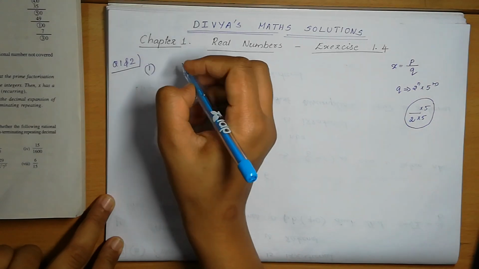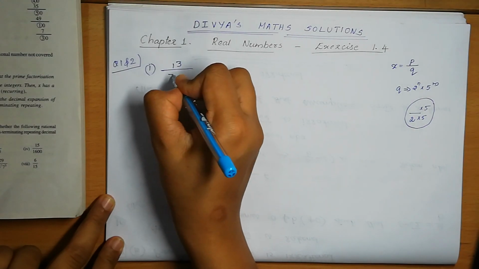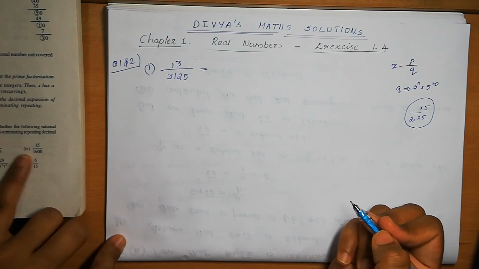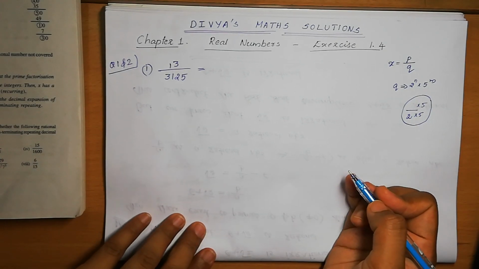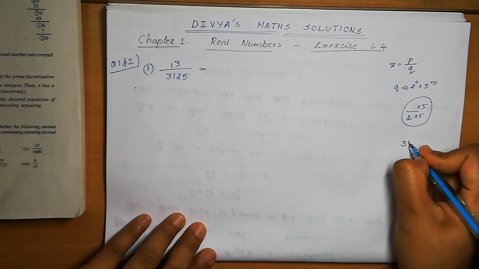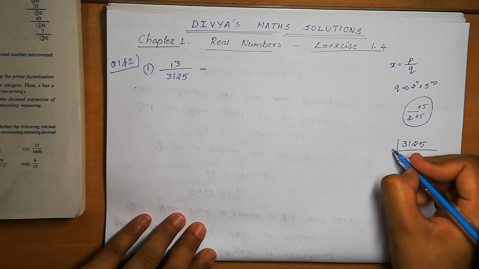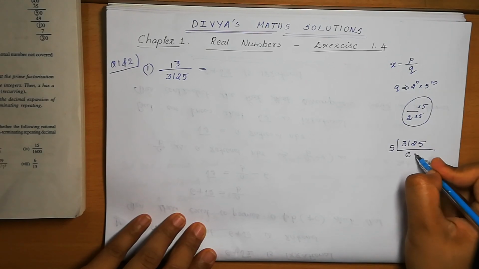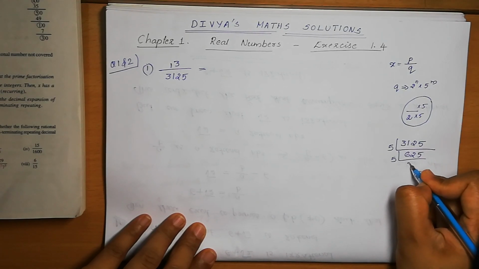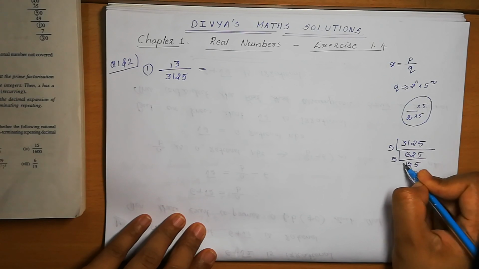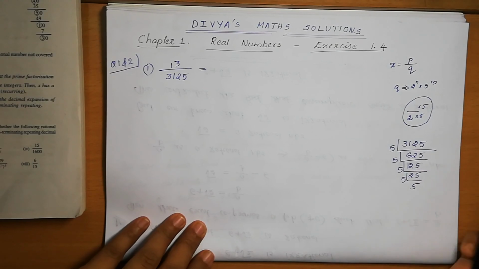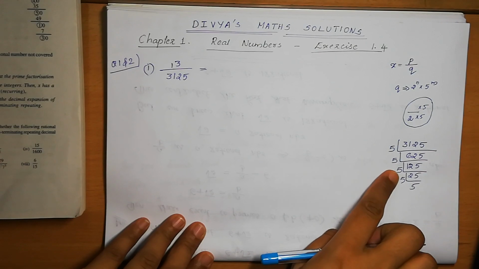First one, 13 by 3125. We need to check whether this is a terminating or non-terminating expansion. So for 3125 we can take the factors first. 3125: 5 times 5 is 25, and so on, dividing by 5 each time. So the denominator is in the form of 5 into 5 into 5 into 5 into 5.